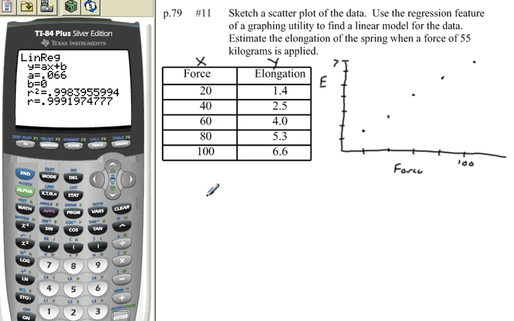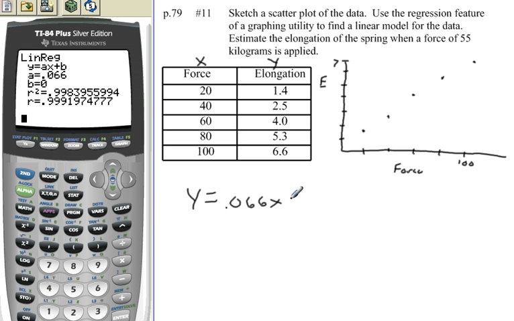So my equation, it says y equals ax plus b. So I can write y equals, instead of writing ax plus b, I can plug in these values of a and b. So y equals 0.066x, and then plus 0. Do I have to write the plus 0? No, not at all. So there's my best fit equation, my linear model.